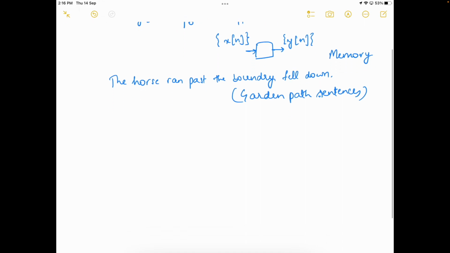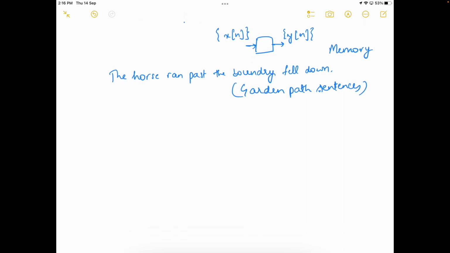Yes. So what is the meaning of impulse response? My input is an impulse function, so basically y becomes h of n. This is equal to delta n times p naught.